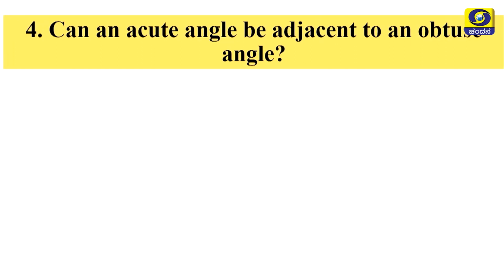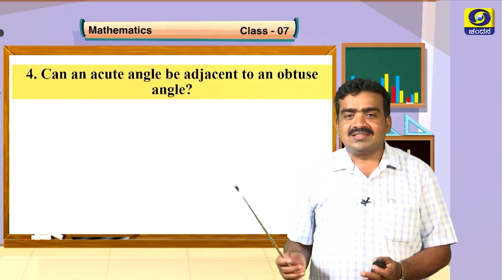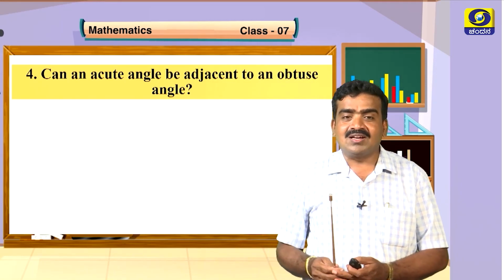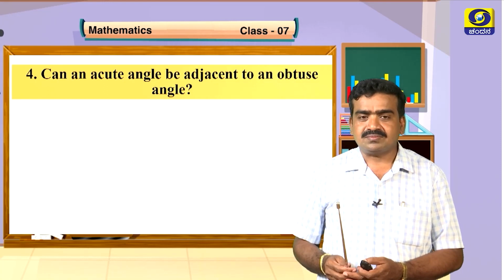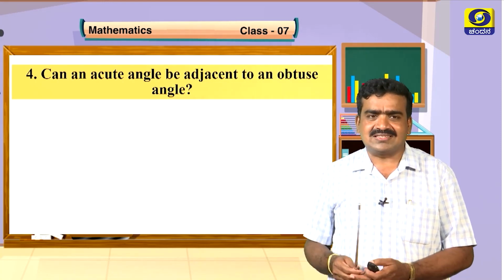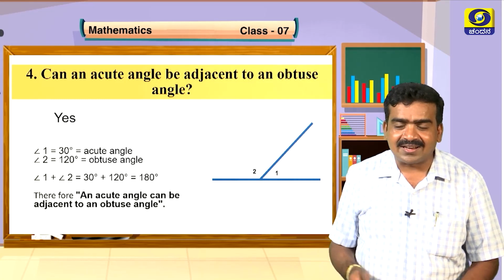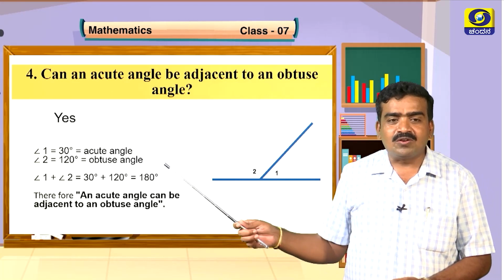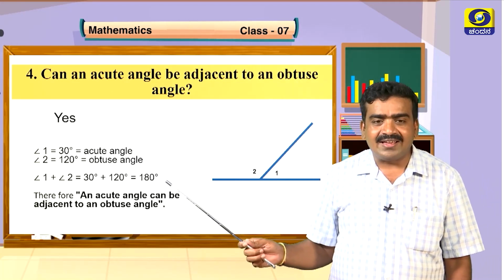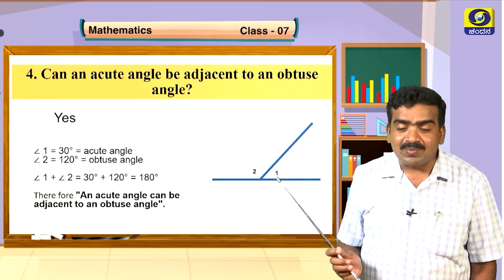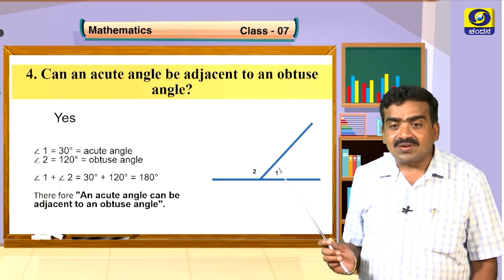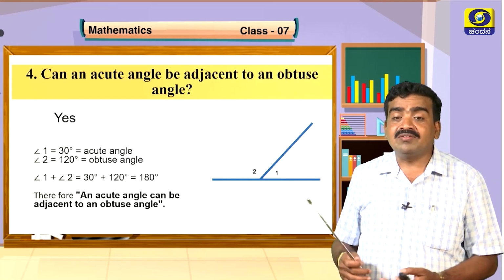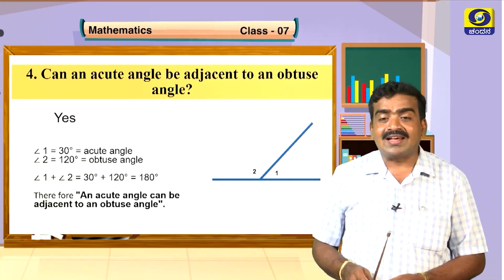Now, let us test another question which is given. Can an acute angle be adjacent to an obtuse angle? That means the sum of the acute angle and obtuse angle should give rise to 180 degrees or more. Let us test this. Here you can see in this diagram, angle 1 is acute and angle 2 is obtuse. If we add 1 and 2, we will get 180 degrees. We can call these 2 angles supplementary, we can call them adjacent angles, and we can call them a linear pair also.